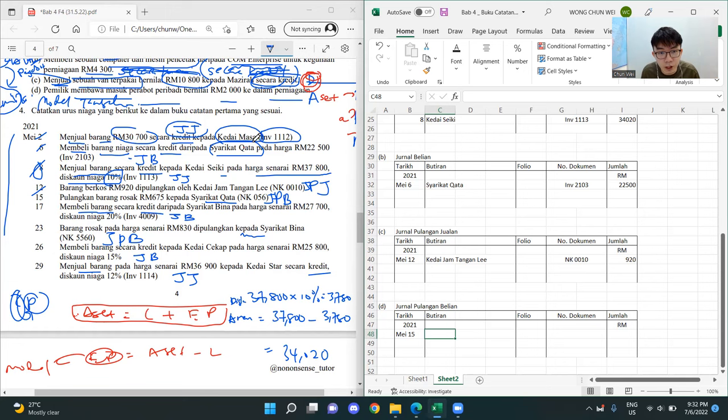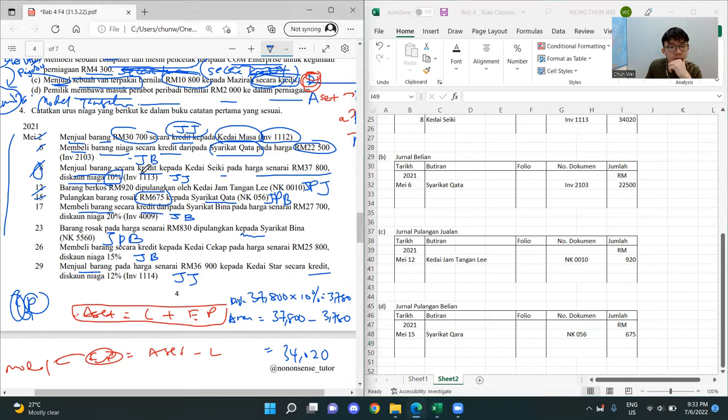Maybe you can refer back. Where is the syarikat kata? Here. Okay, syarikat kata here. Is there discount given to syarikat kata tadi? Tak ada. We base it on this figure. So therefore, here we can straightaway take the figure as well. 967. Alright. So syarikat kata. Document number NK056. This is 675. 15 done.